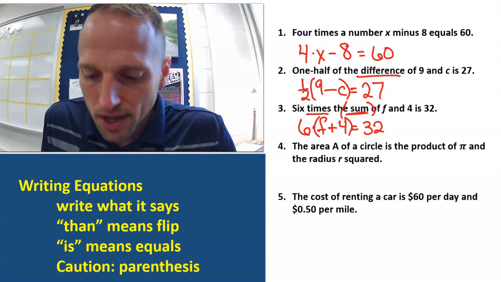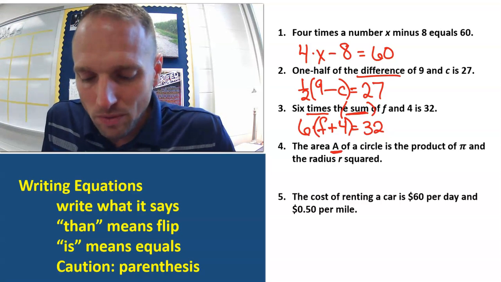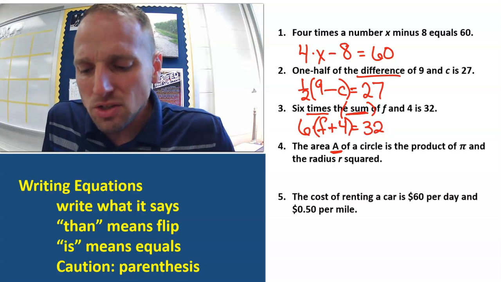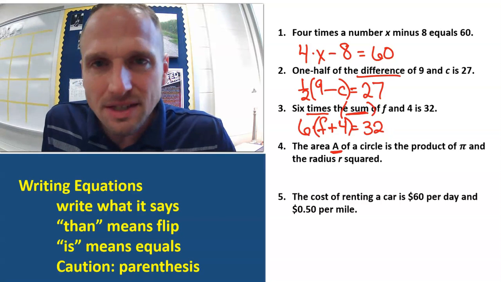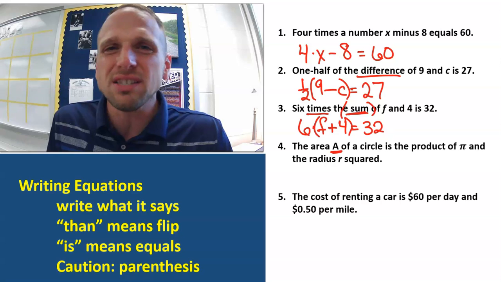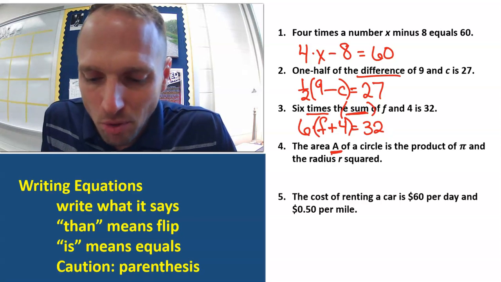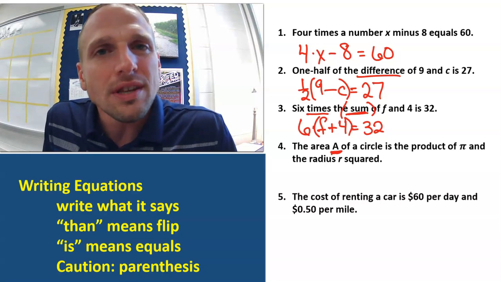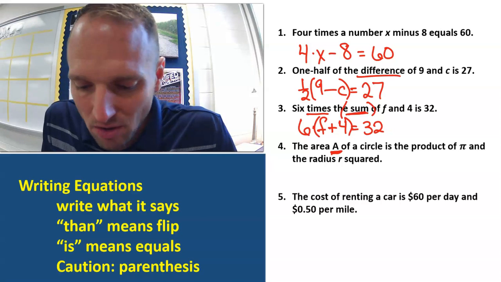Number 4, the area A of a circle is the product of pi and the radius r squared. Okay, so this is going to get a little bit more tricky, but let's see if we can get rid of some words. For example, A, that's a variable, that's going to be important, right? So what does A mean? A means the area of a circle, right? That's what it says, the area A of a circle.